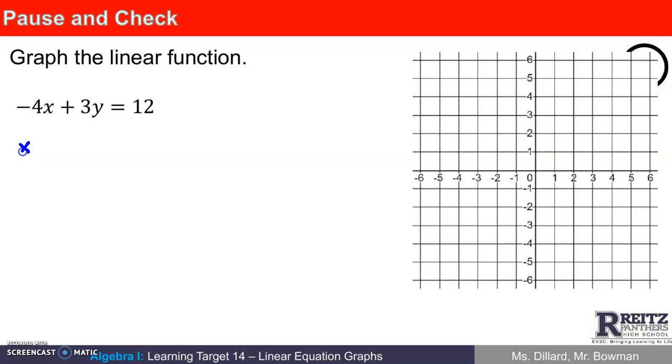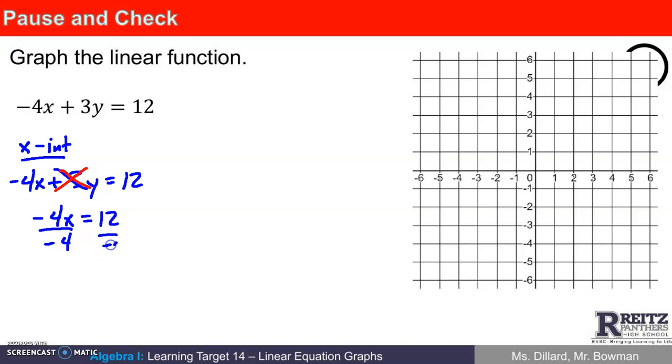Alright, let's graph this by finding the intercepts. For the x-intercept, I need to use the equation negative 4x plus 3y equals 12. But to find the x-intercept, I need to cover up or cross out the y term. So what I really need to solve is negative 4x equals 12. And if I divide both sides by negative 4, how about x equals negative 3? And since I let y be 0, that's the point negative 3, 0. Right here.